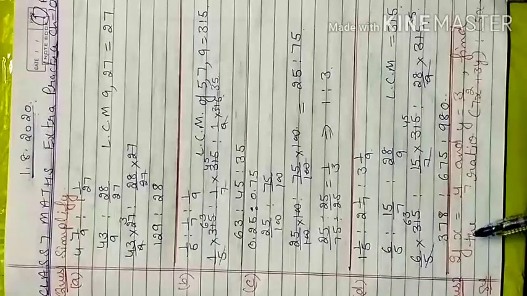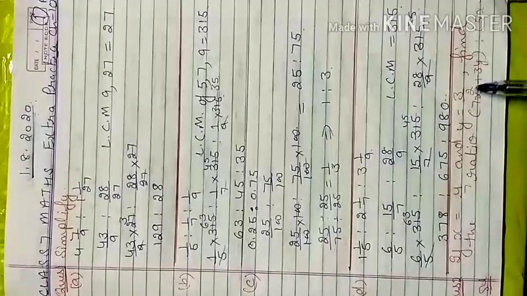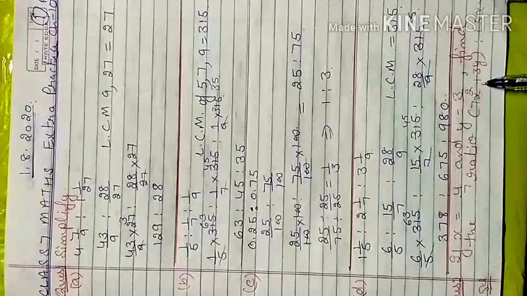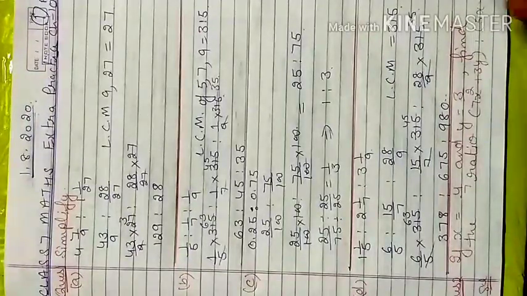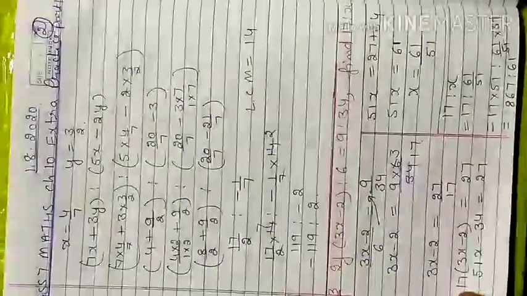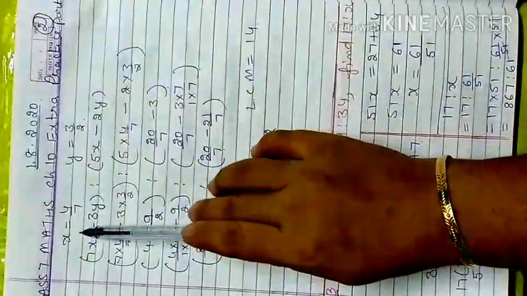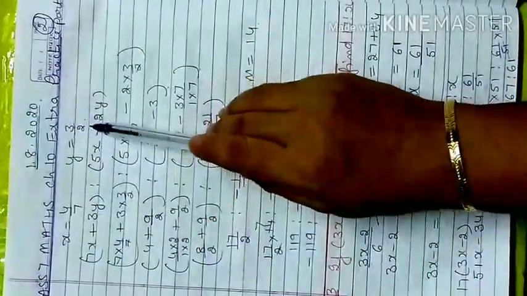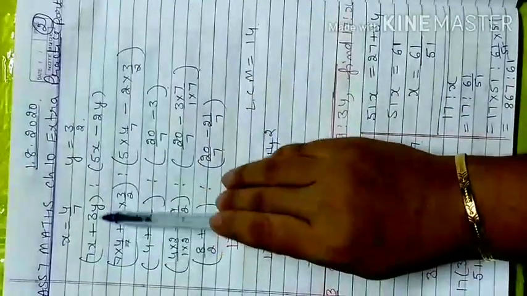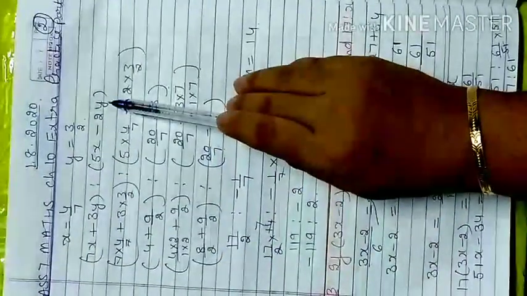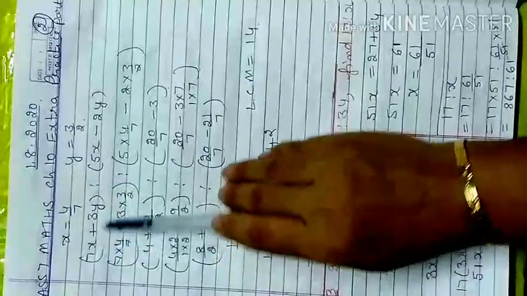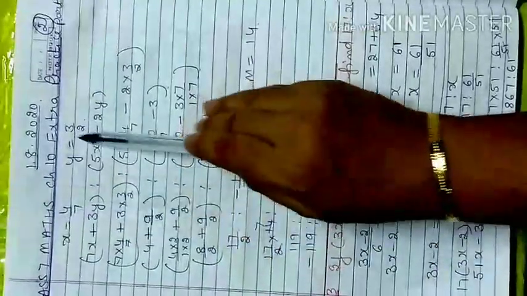Now in your second question you have x and y values given to you. The x value is 4 by 7, the y value is equal to 3 by 2. Now you have to find the ratio of 7x plus 3y ratio 5x minus 2y. So here you have given x is equal to 4 by 7, y is equal to 3 by 2. Now in 7x plus 3y ratio 5x minus 2y, in place of x and y you replace these values.